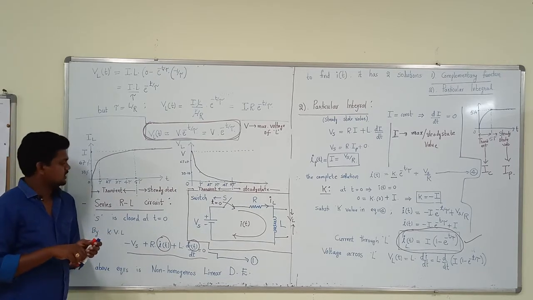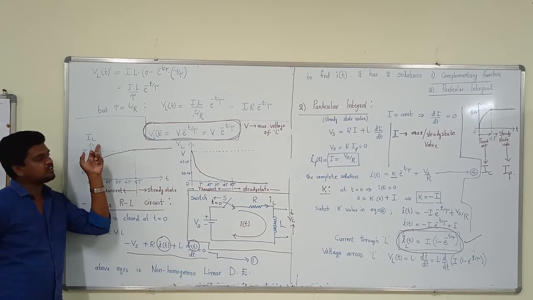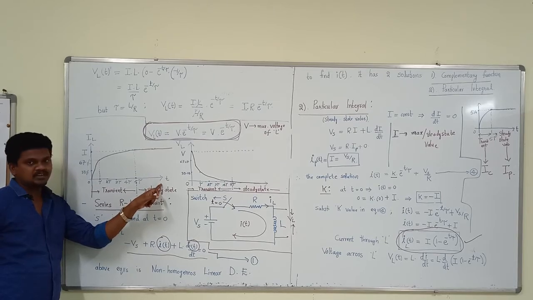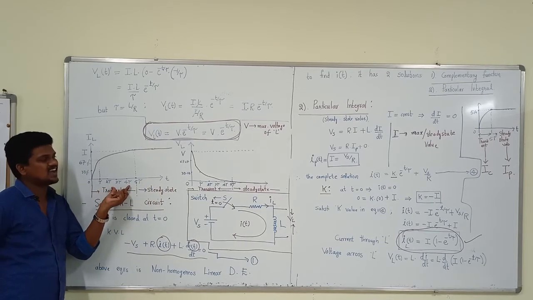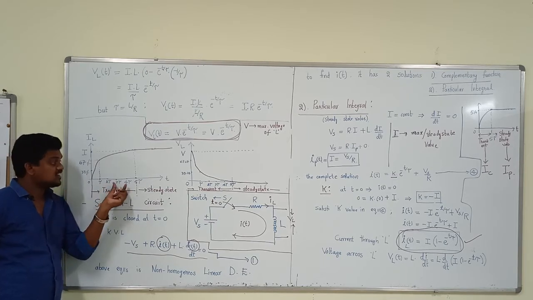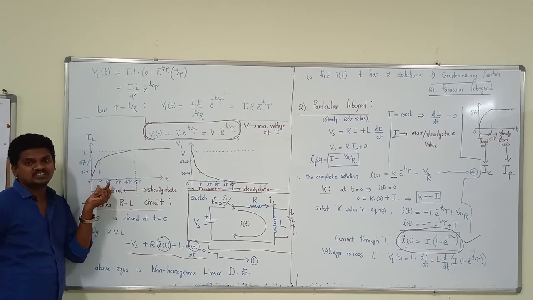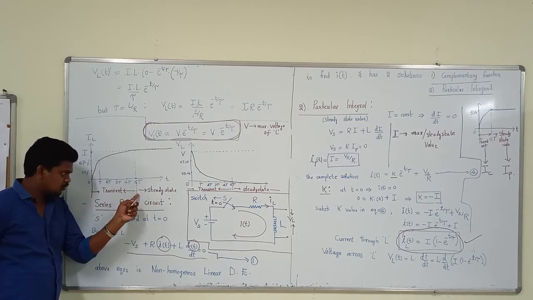Look here. If you draw the graph between inductor current and time t, I already mentioned that whenever the switch is closed, the current does not directly become the steady state value. It will reach it after some time, and that time is 5 time constants. But what is a time constant?